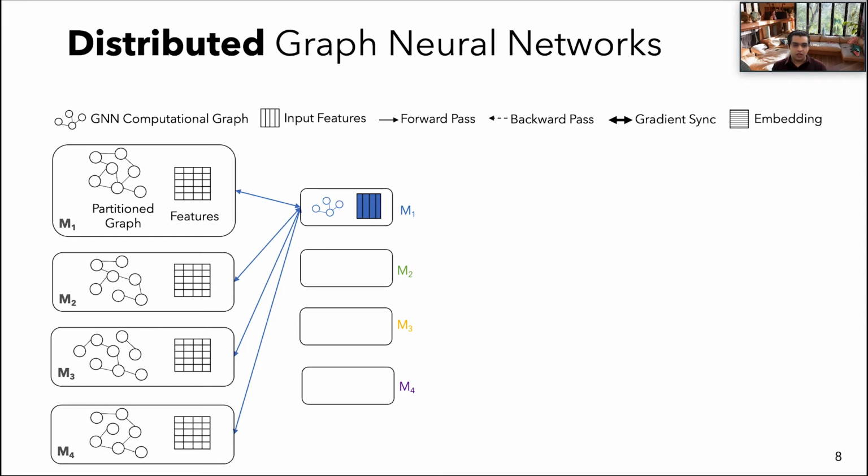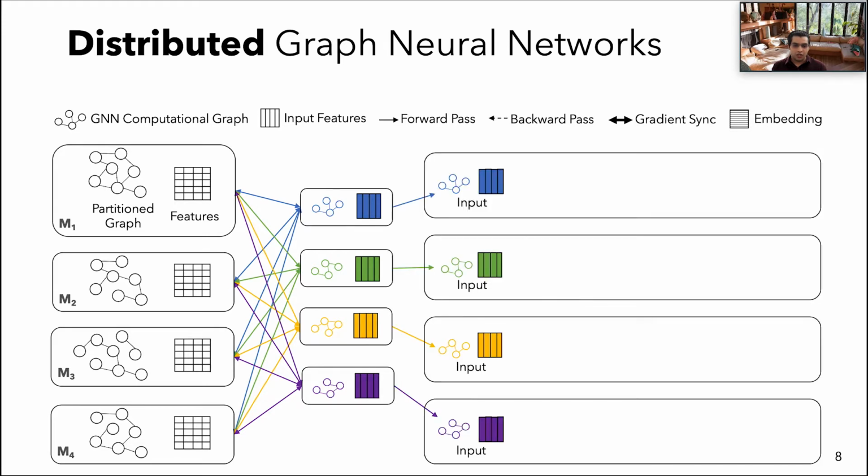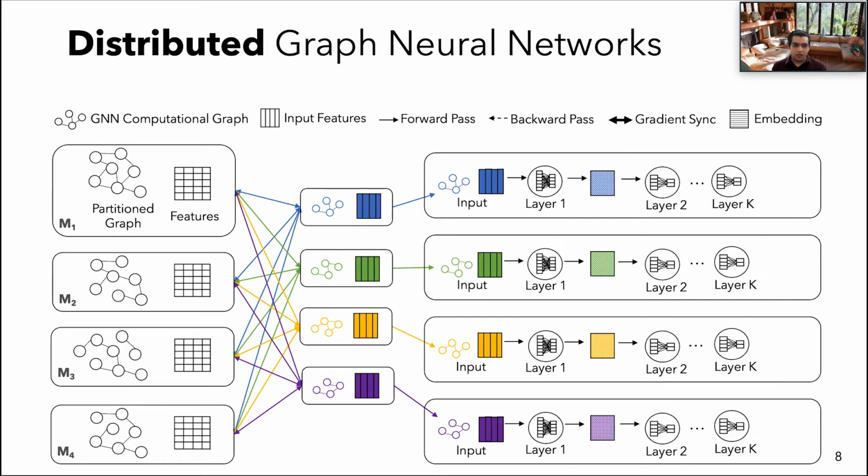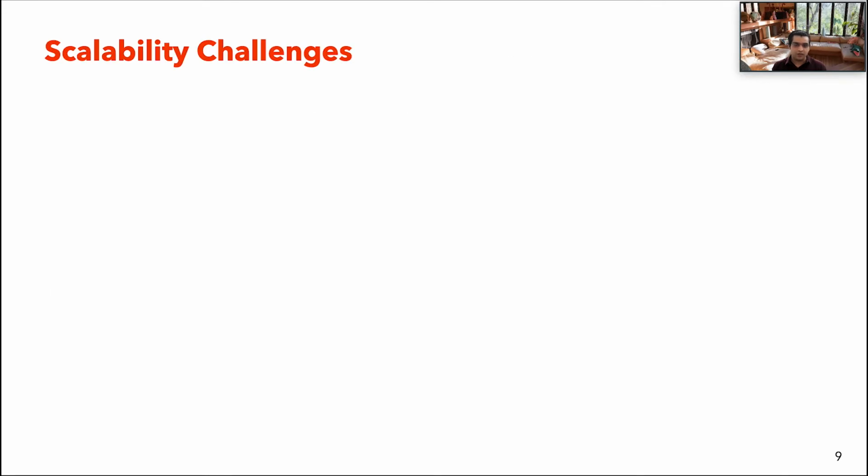Once these computational graphs are generated, machines collectively participate in model training. During the forward pass, layers in the GNN combine node features and structural information to generate node embeddings. During the backward pass, loss is propagated through all layers and computed gradients are synchronized before updating local weight parameters.